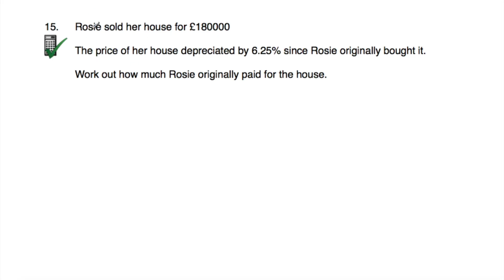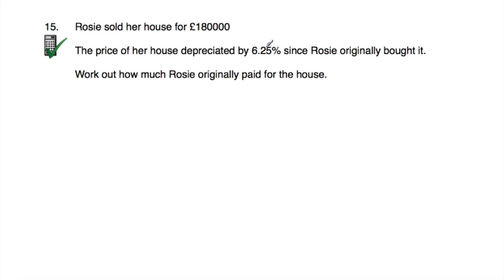Okay, let's have a look at our next question, question number 15. Question number 15 says, Rosie sold her house for £180,000 and the price of her house depreciated, that means went down, by 6.25% since Rosie originally bought it. So the price of her house actually went down. And the question says, work out how much Rosie originally paid for her house. So obviously that's going to be more than what she sold it for.